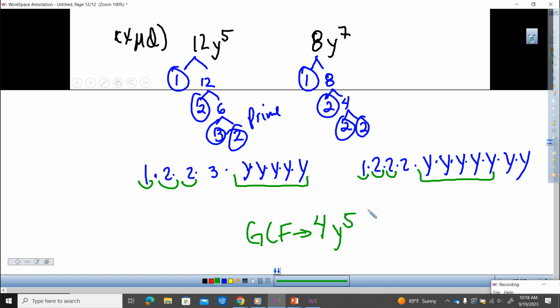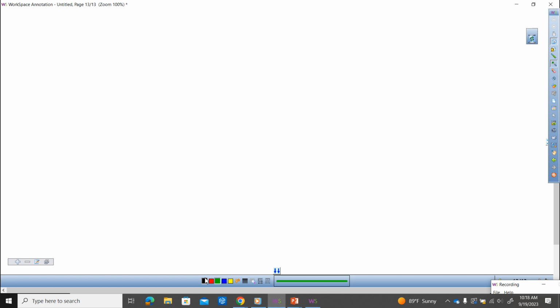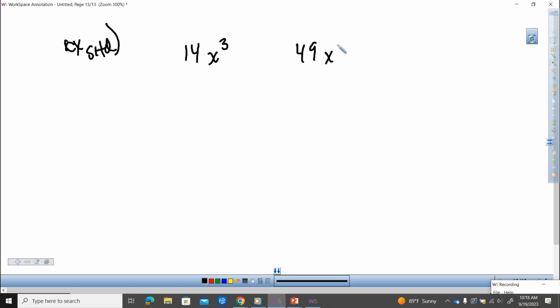How we doing? Another one? Yes, Mr. we love these. All right. Example Shazam cube. Write this down. Example Shazam cube. Let's do 14x to the third and 49x to the fifth.